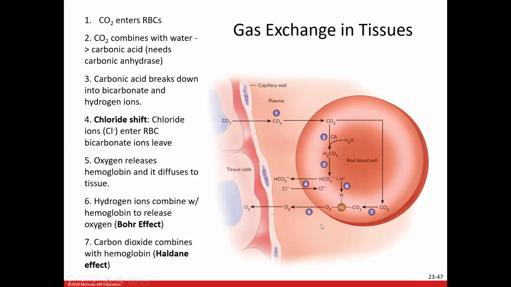Basically it just means that as we lower pH, meaning we have more hydrogen ions in the blood, more of those will bind to hemoglobin and force oxygen to be let go of.